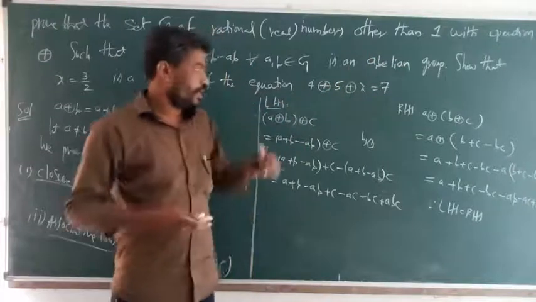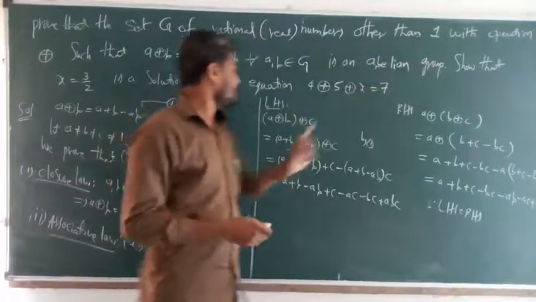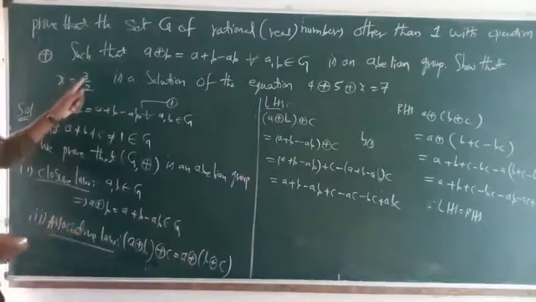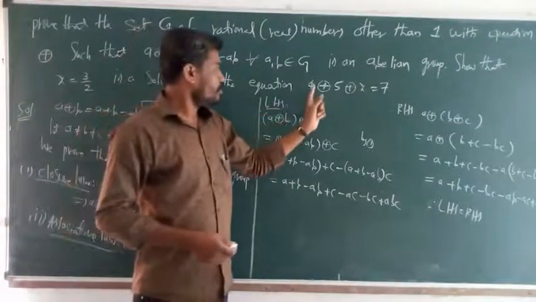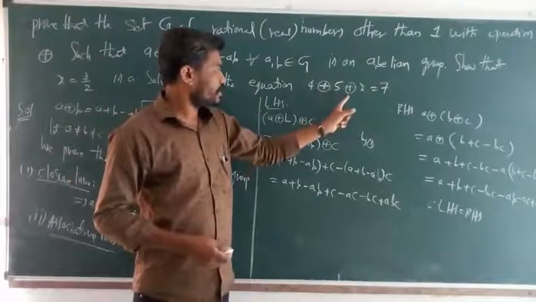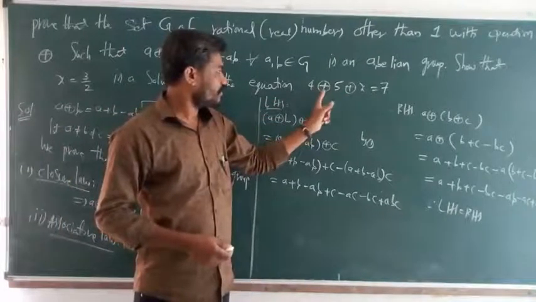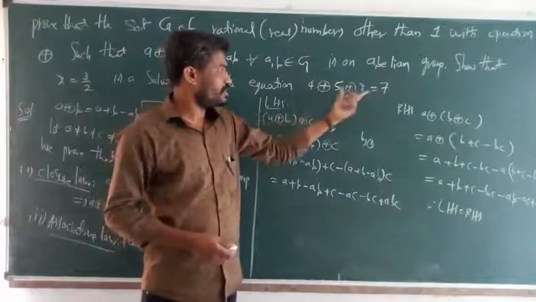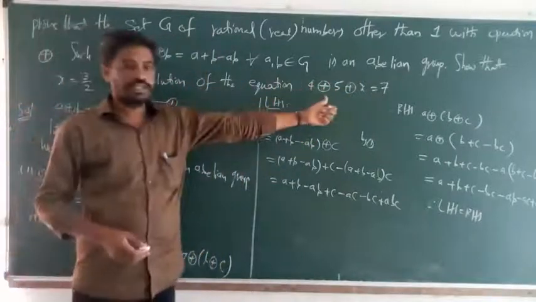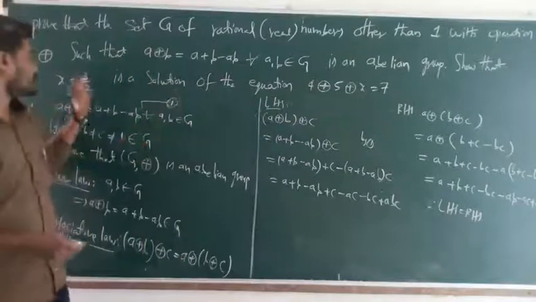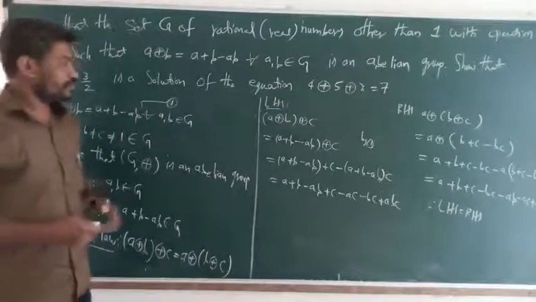Next, another question: show that x equals 3 by 2 is a solution of this equation. 4 direct sum 5 direct sum x equals 7. This is the equation. This x value must satisfy this equation, meaning you can prove that x equals 3 by 2. So this is a question.